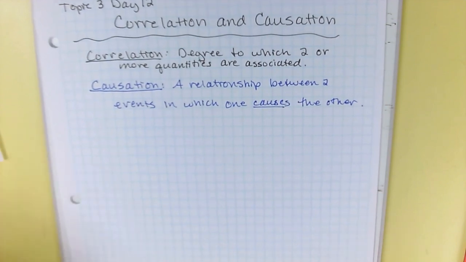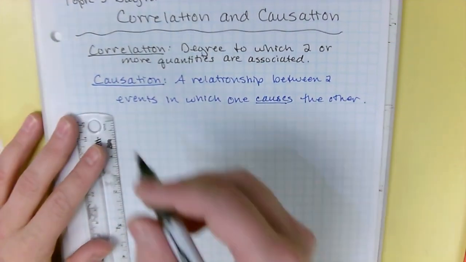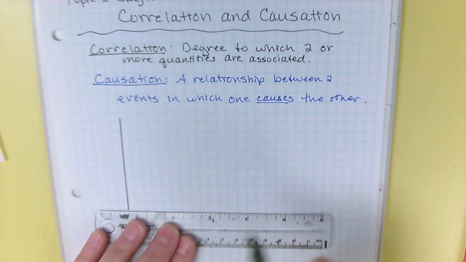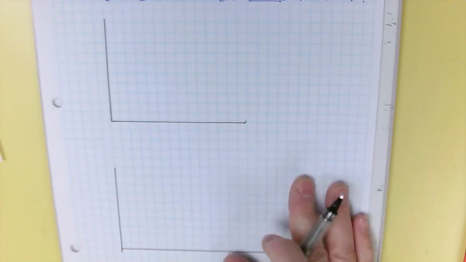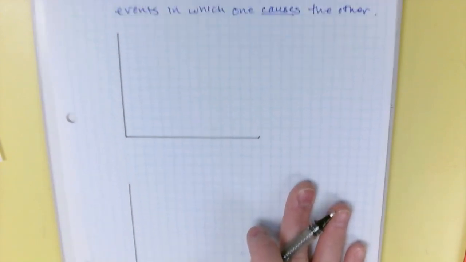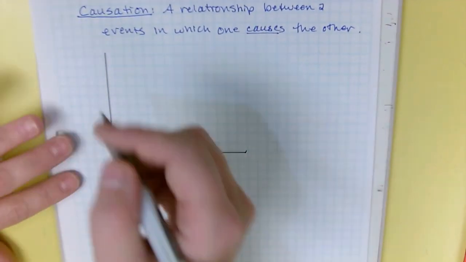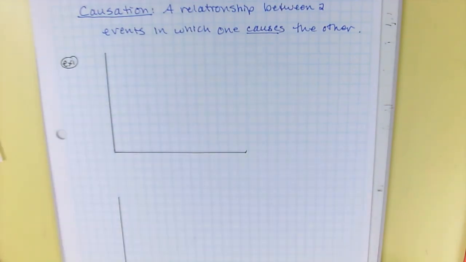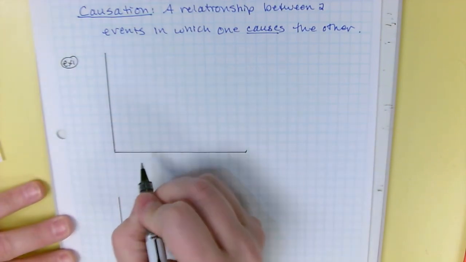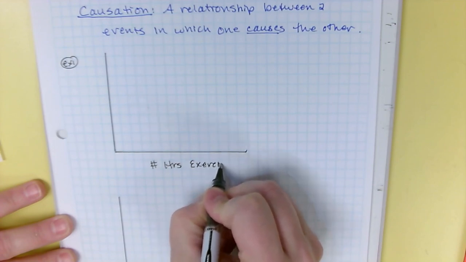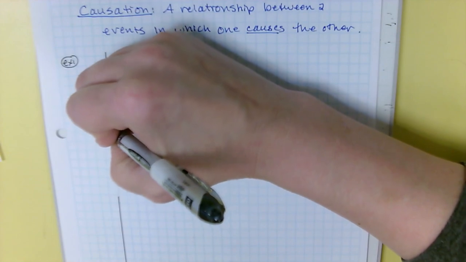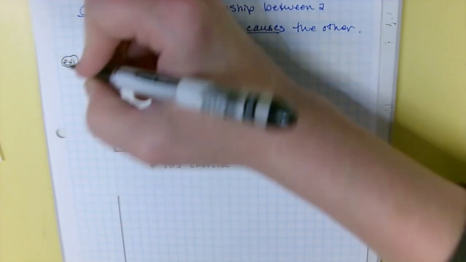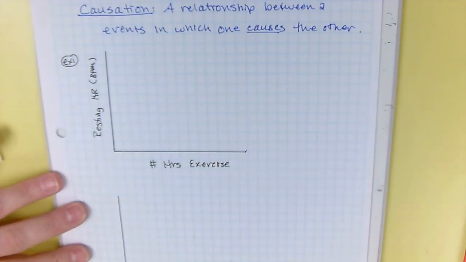All right, we're going to draw a couple examples, and then I'm just going to show you some examples. So on your paper, I want you to draw 2 L-shaped graphs with about 1 inch in between them and 1 inch in the bottom. Okay, so the top one, on the bottom axis, it's the number of hours of exercise, and I'm assuming it's per week. And then on the y-axis, it's your resting heart rate in beats per minute.